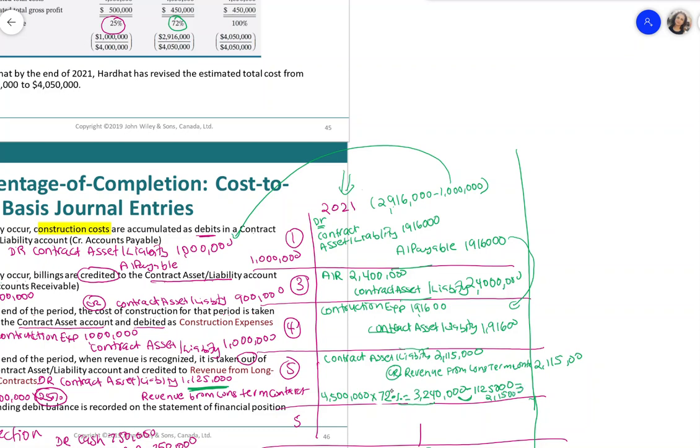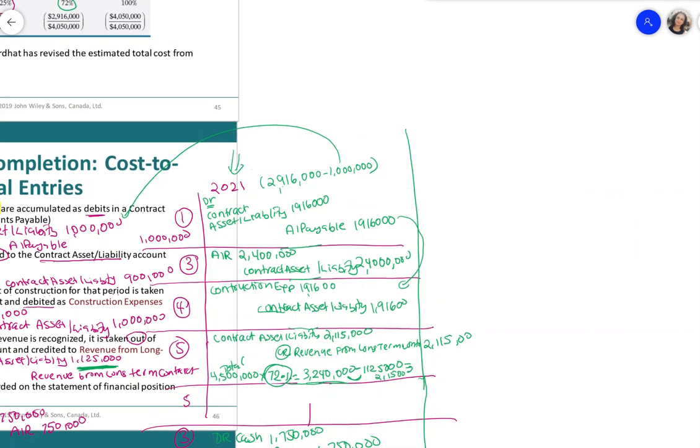So in this case, what happens is that we know the project is completed 72%, but we already recognized some of the revenue. So whatever we already recognized, we needed to take it out. So that my current year's revenue will be this: this was my total revenue, from there this is what we are allowed to recognize up to this point, and we already recognized the 1,125,000.